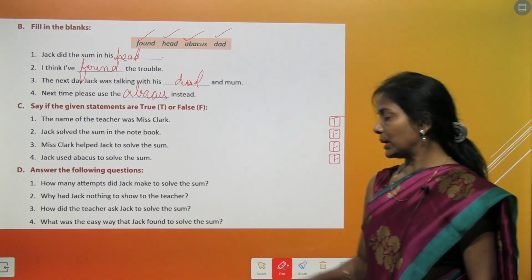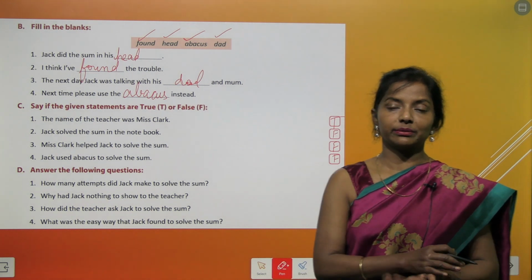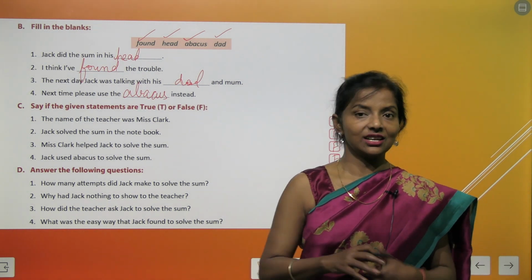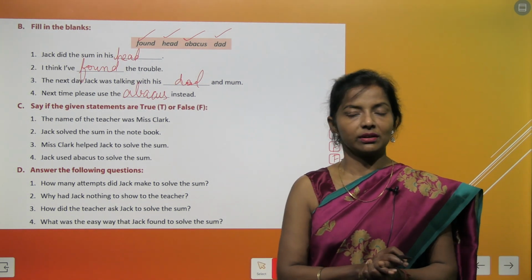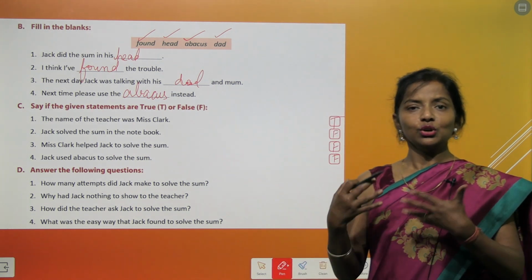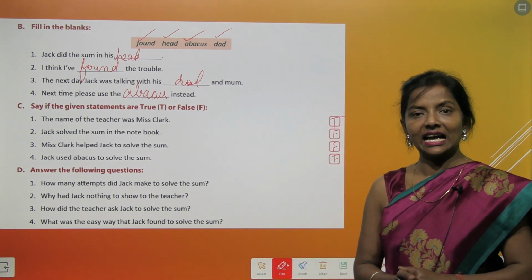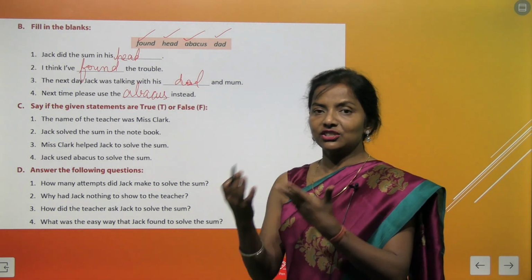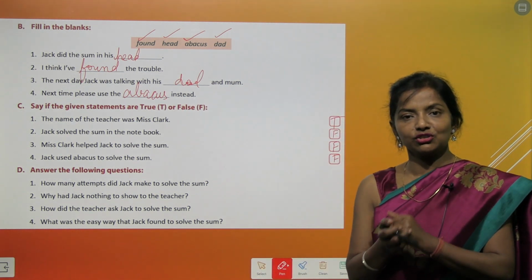What was the easy way that Jack found to solve the problem? The easiest way Jack found to solve the problem was to go to Miss Clark and take help from her so that she only tells the solution to the problem.